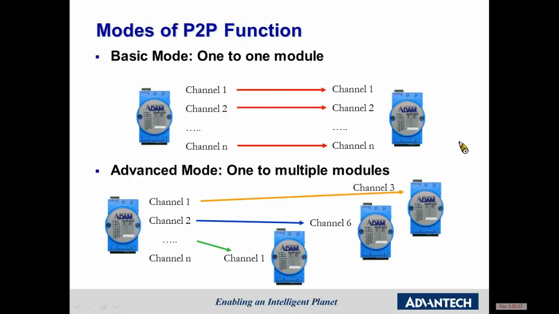There are two modes for the peer-to-peer function. There's a basic mode, which is one module to another module, so all channels input go out to all channels of an output. The advanced mode allows you to have one channel go to one module or a second channel go to another module, etc.